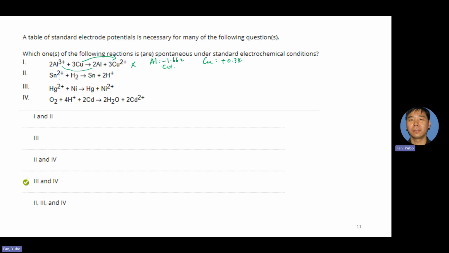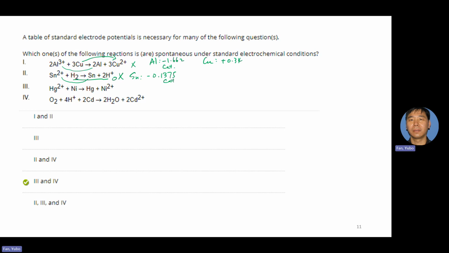Then we need the second one. So tin 2 plus to tin. If we check the tin value, we get minus 0.1375. Hydrogen is 0. Okay, it's a standard, right? The more negative one is reduced by hydrogen, so it doesn't work, right? If we do subtraction, reduced is the cathode. This is the cathode. Cathode minus 0, so it still stays negative.